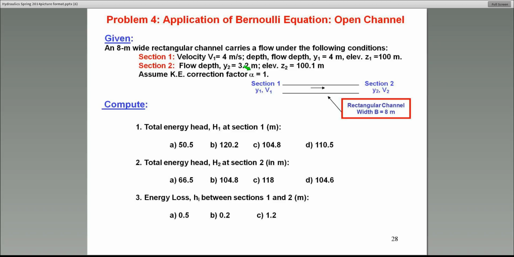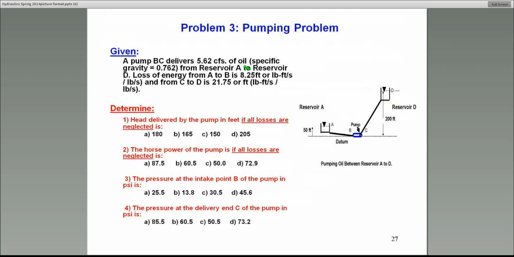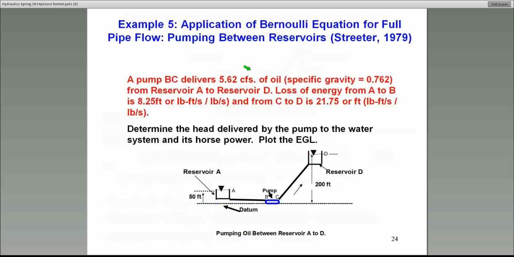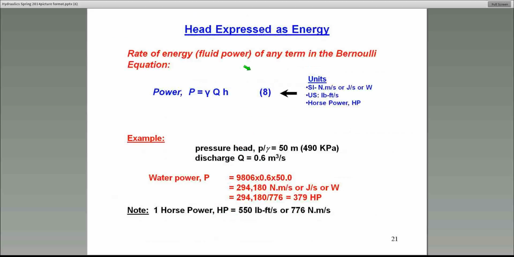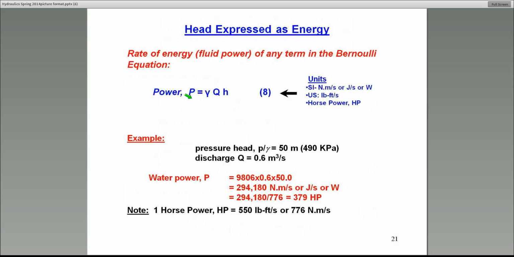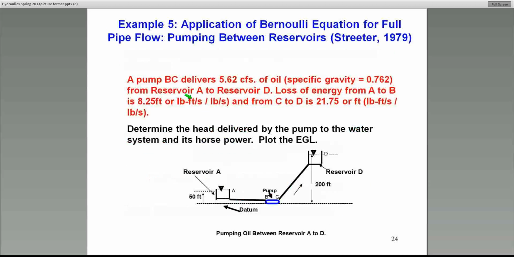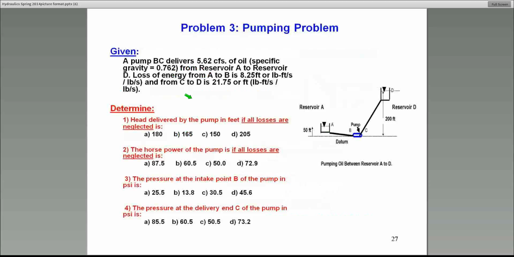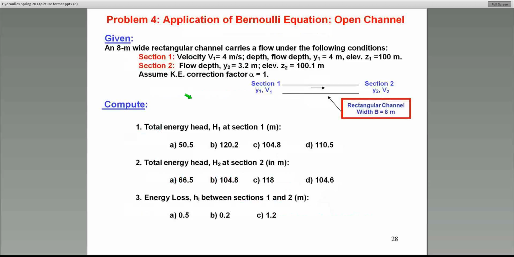For those who forgot the equation, I'll go back one slide, maybe a couple of slides. This is the equation right here. The total energy in an open channel system. Okay, remember Y, the flow depth, Z, and V squared over 2g. Alpha is 1 here. Okay, in any case, I cannot wait too long, so we'll proceed. I'm sure you can work this out at your leisure. The answer, by the way, in this particular case will come out to be C.